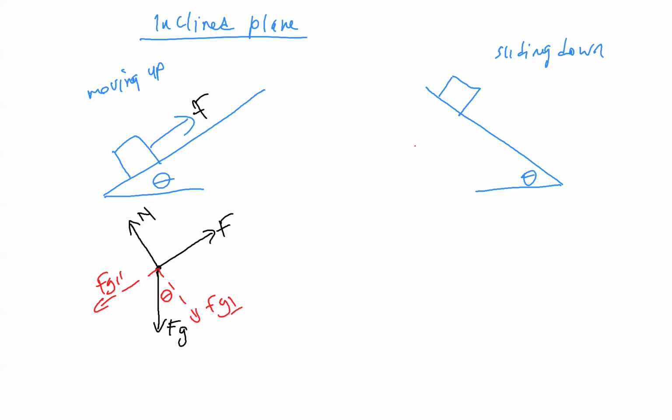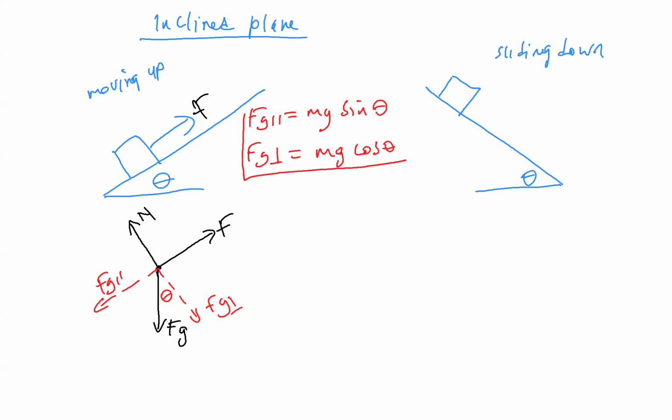So these are the components of FG. How do we define these components? FG parallel is mg sine of theta. FG perpendicular is mg cos of theta. So you must always remember this when we are dealing with an inclined plane. Okay, so now let us define Fnet.